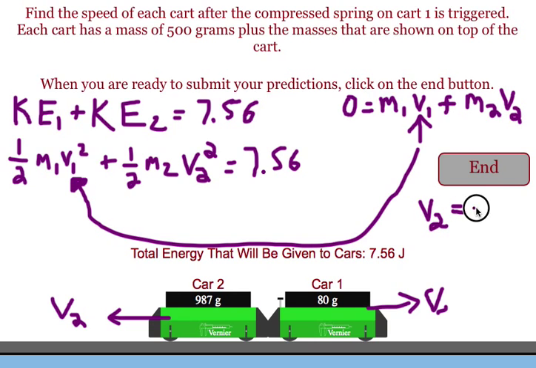Once you have that velocity, you could plug it back in to your momentum equation and solve for the velocity of car 1. So it's a lot of work, but if you're careful with your algebra, you should be able to determine the speed of car 1 and car 2 after separation based on the amount of total energy that the two cars possess.